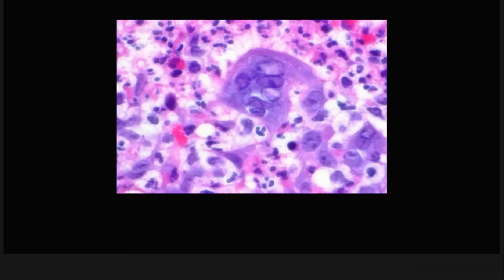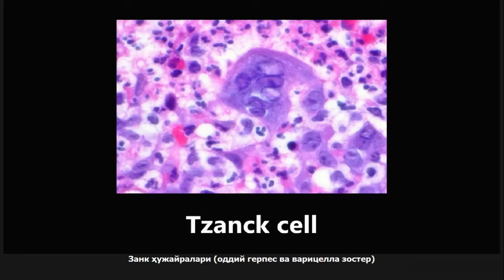This next image is an example of a Tzanck cell. So this is seen on a Tzanck smear. And this test isn't done very much anymore. It's used to find these kinds of multinucleated Tzanck cells, but it can't differentiate between herpes simplex or varicella zoster. So we're looking at this cell right here. The test itself isn't commonly done, but the image and the association with the Tzanck test, the Tzanck smear, is still high yield for the boards.